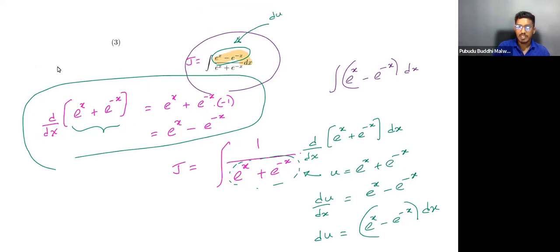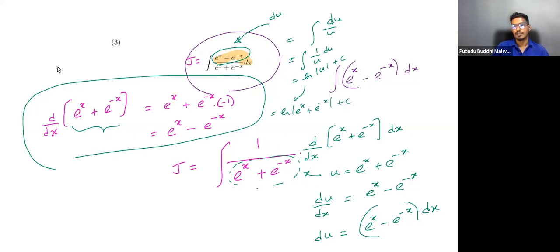In the denominator, we have u. So basically 1 over u du, or du over u. That is natural log of u plus c, natural log of exponential x plus exponential minus x plus c. So that's the idea. That's how we identify the correct substitution.